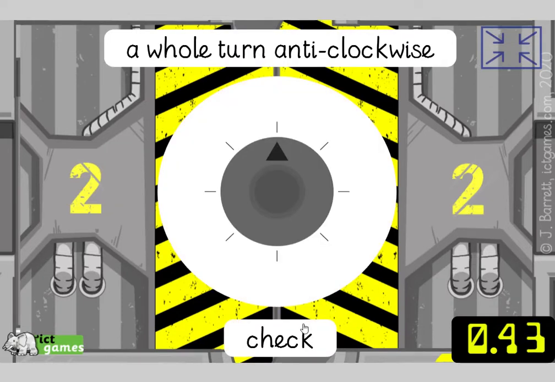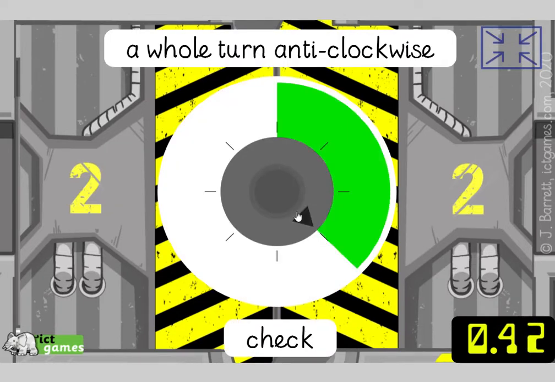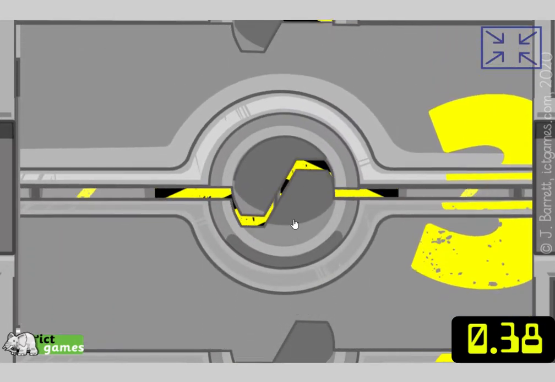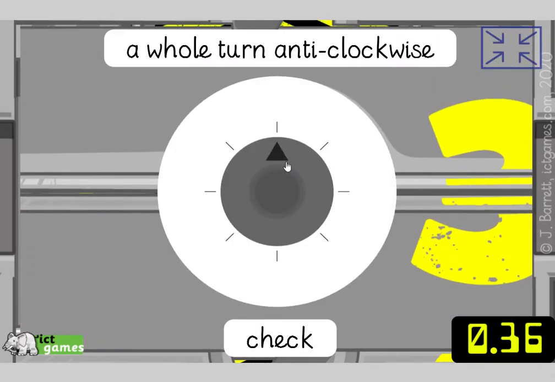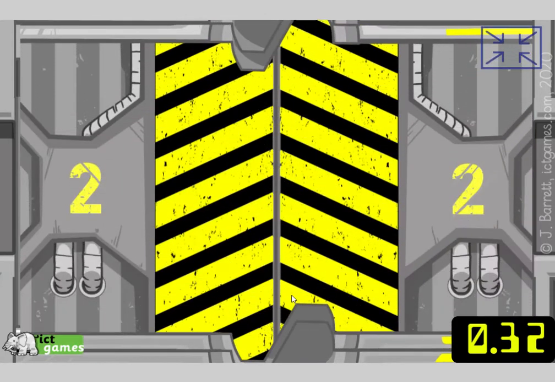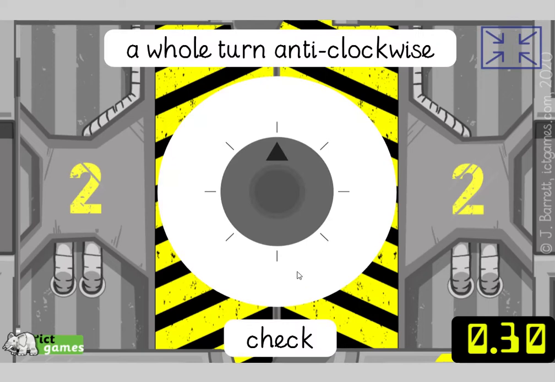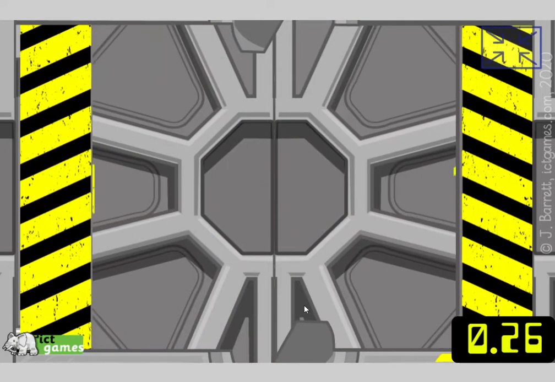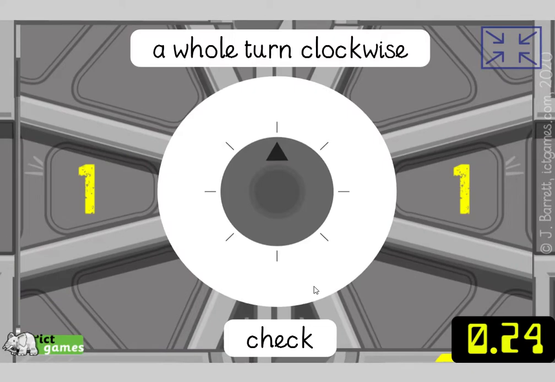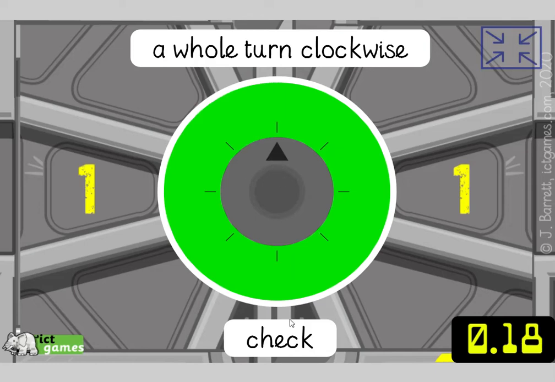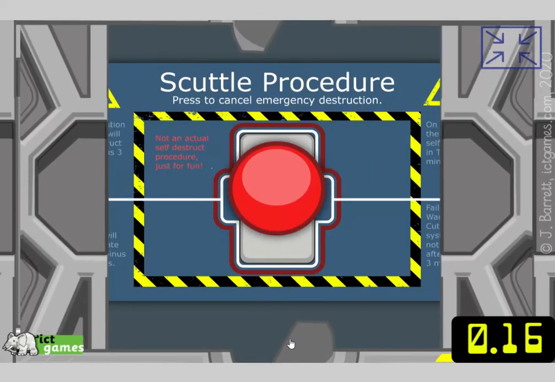A whole turn anti-clockwise. Is that right? No. Oops, it's not. I'm in trouble now. A door shuts if you get it wrong. A whole turn anti-clockwise. A whole turn anti-clockwise again. That's quite easy. A whole turn clockwise. I'm sorry, I'm going fast because I want to show you what happens.